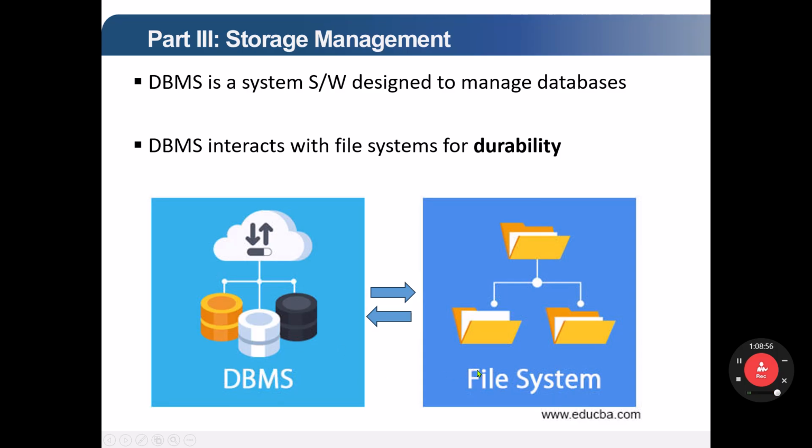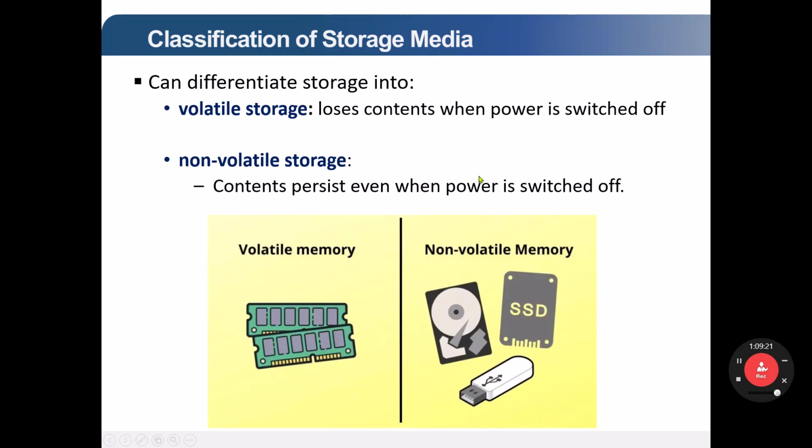And both DBMS and file system manage data durably, which means even if you lose power, the data will not go away. They will stay. Even later, when you boot your machine, those files will be accessible. So they have similar goals, but why did people develop DBMS when there's a file system? That's the question that we are going to talk about in this chapter.